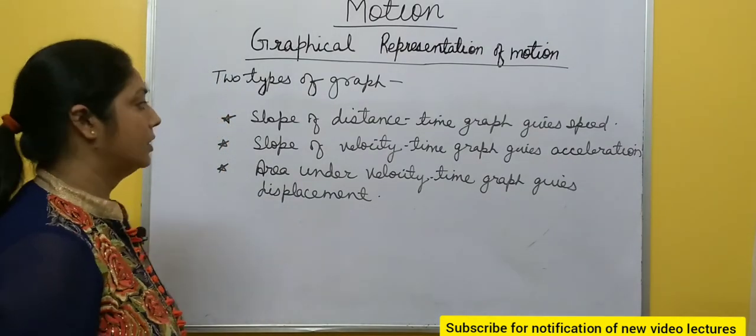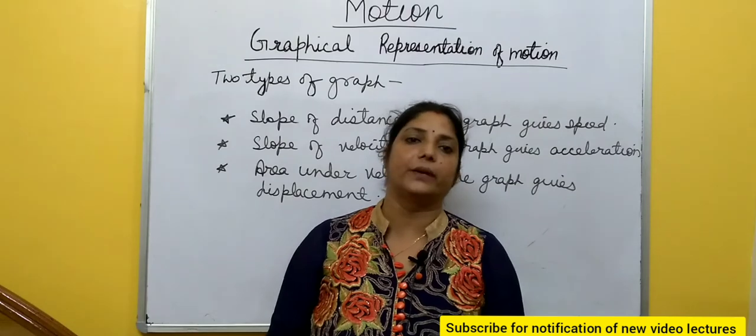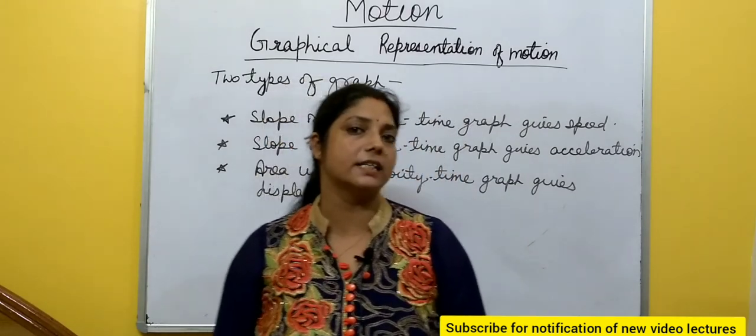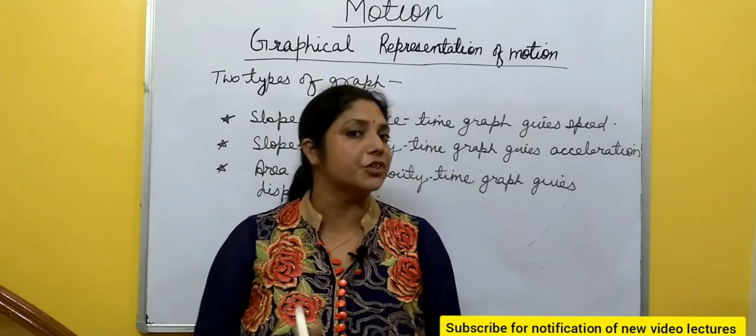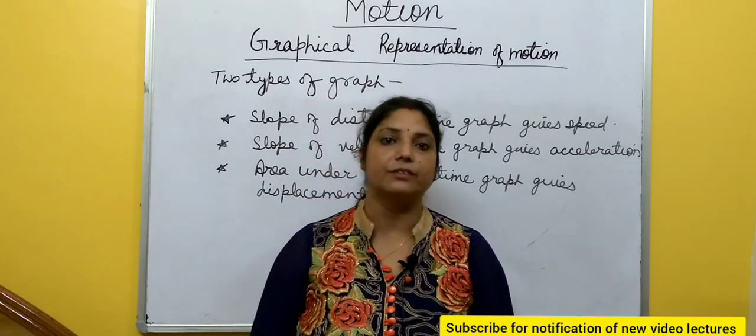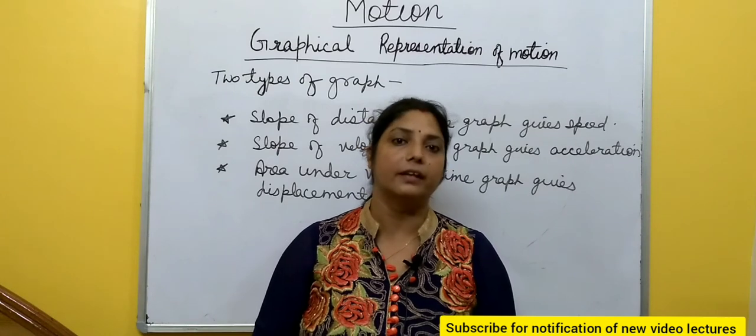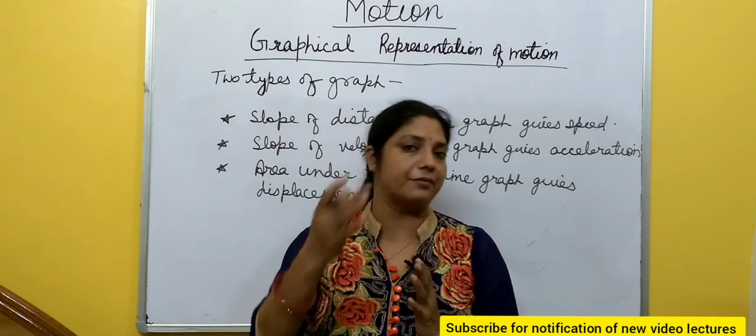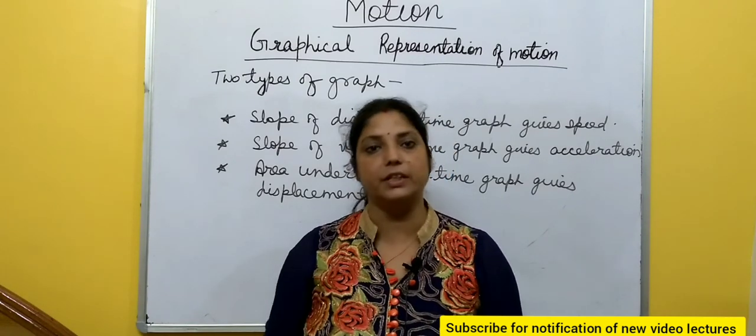Note down. So with this I am going to end the class. In the next class I will derive the equations of motion with the help of the velocity time graph. There are 3 equations of motion, right? So how they are derived graphically with the help of the velocity time graph.